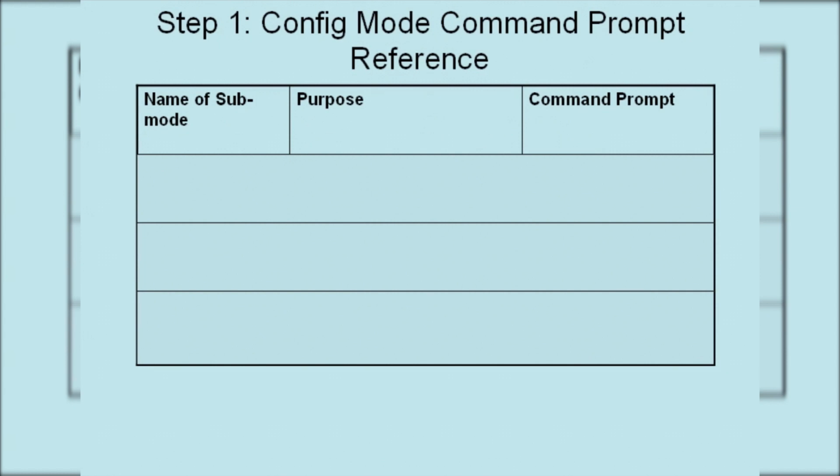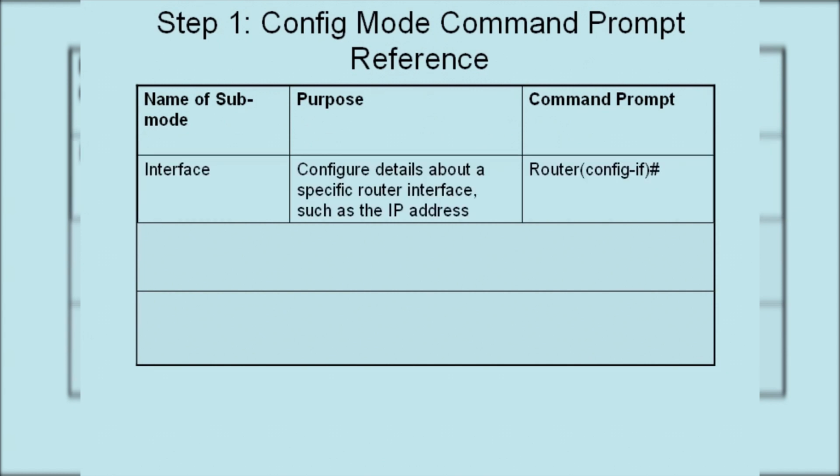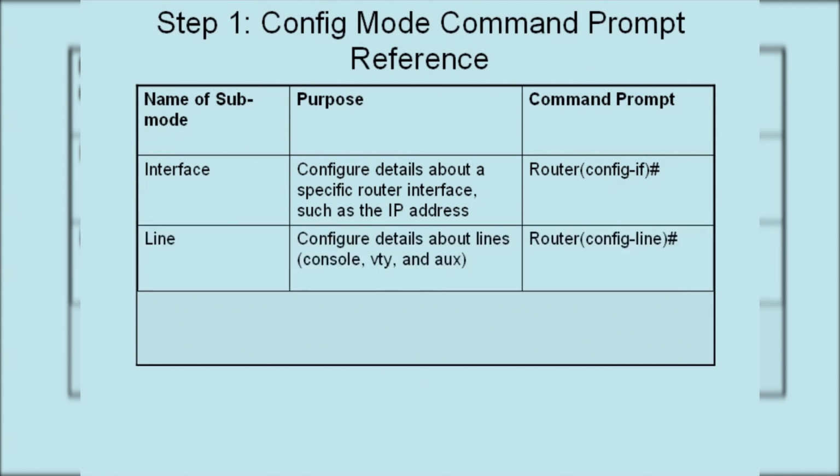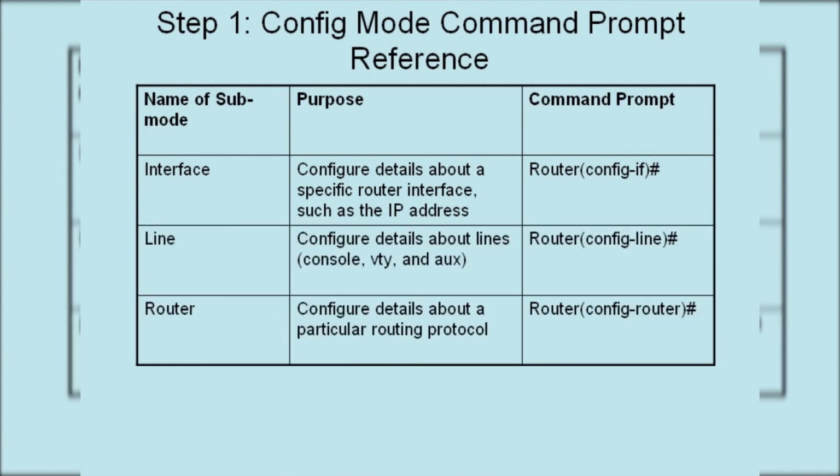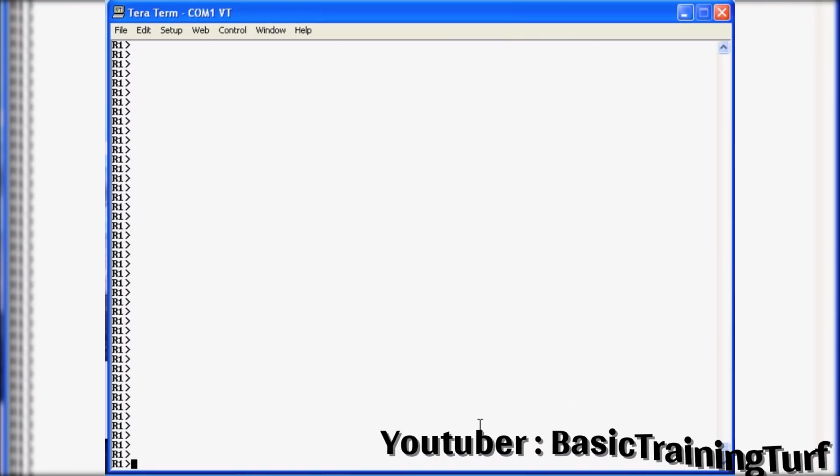Configuration mode is separated into several different submodes. For instance, here you see listed the submode called interface mode, and you use interface submode to configure details about a particular interface, for instance, that interface's IP address. Now, the best way to understand and better appreciate configuration submodes is to see it from the command line interface. However, just for reference, note there the line and router submodes that you may see in some of the other labs. So let's take a look at the command line interface.